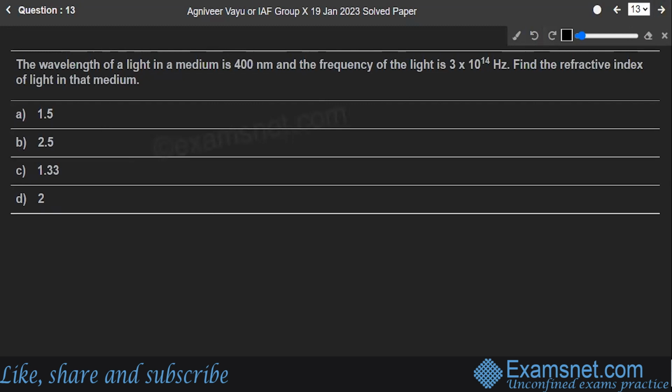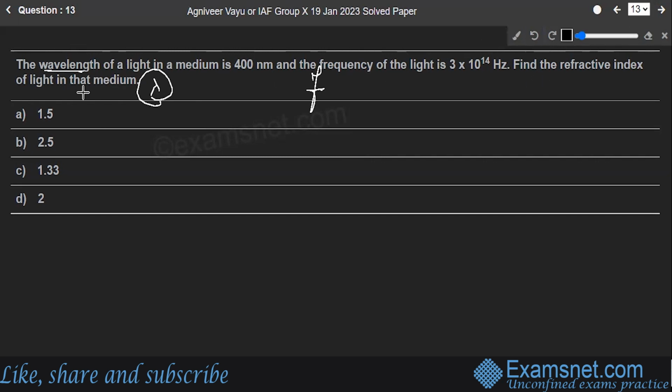Wavelength of the light in a medium is 400 nanometers, and the frequency of the light is given by this. You have to find out the refractive index of light in that medium. See, what is the wavelength of the wave? The distance between one crest and another crest, or the distance from one trough to another, is called the wavelength of the wave. And this is the symbol to denote the wavelength and frequency. The number of waves which pass a given fixed point in a given time is called the frequency.